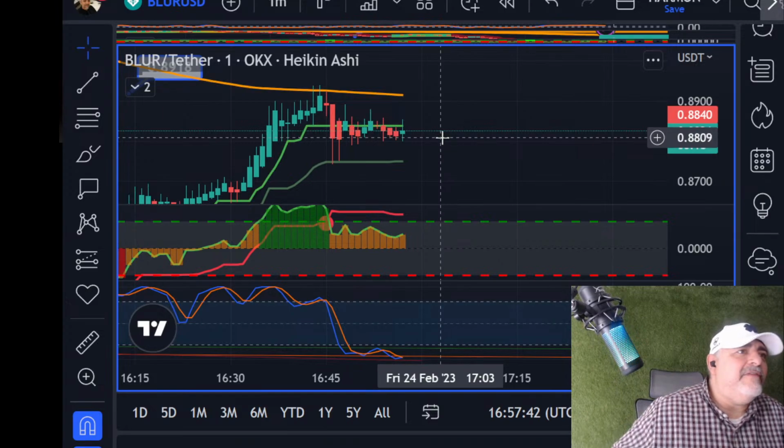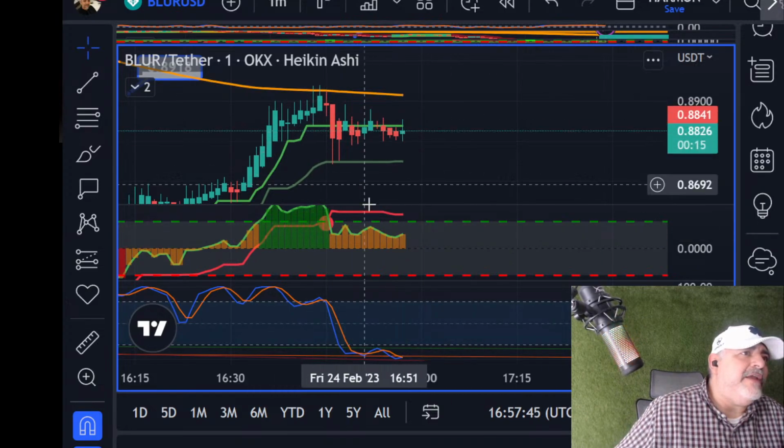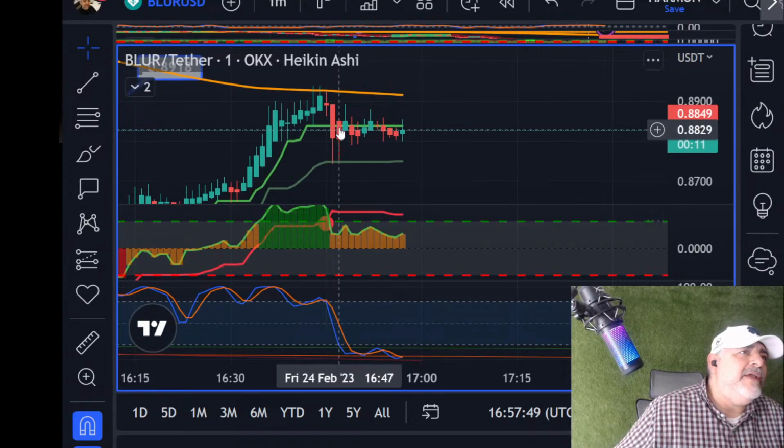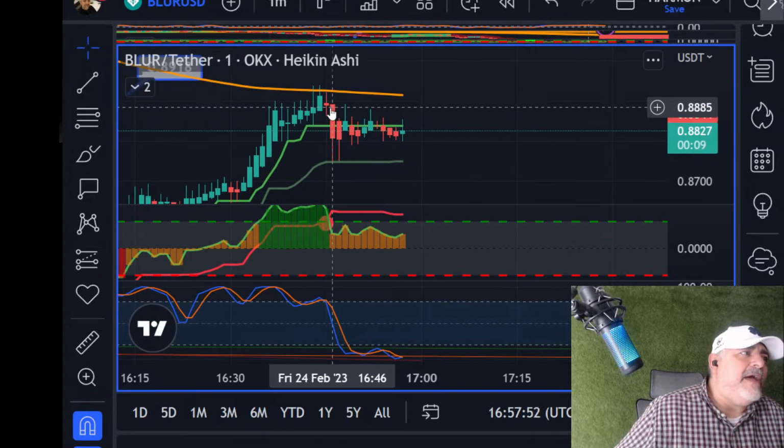Now, let me show you guys the most important thing about this 1 minute trade right here. The RSI, when the 1 minute RSI bent with the red moon, that was the entry right here, the top of this coin.